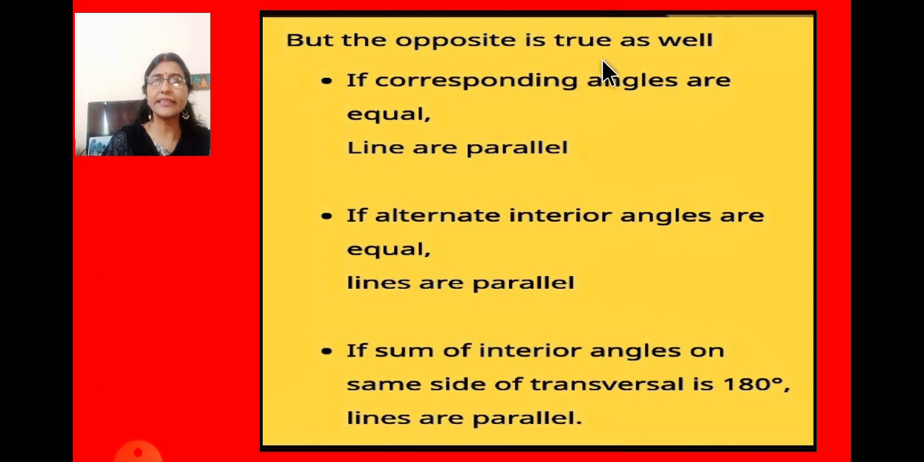But the opposite is true as well. If corresponding angles are equal, then the lines are parallel. If alternate interior angles are equal, then also lines are parallel. If sum of interior angles on the same side of transversal is 180 degree, then the lines have to be parallel.